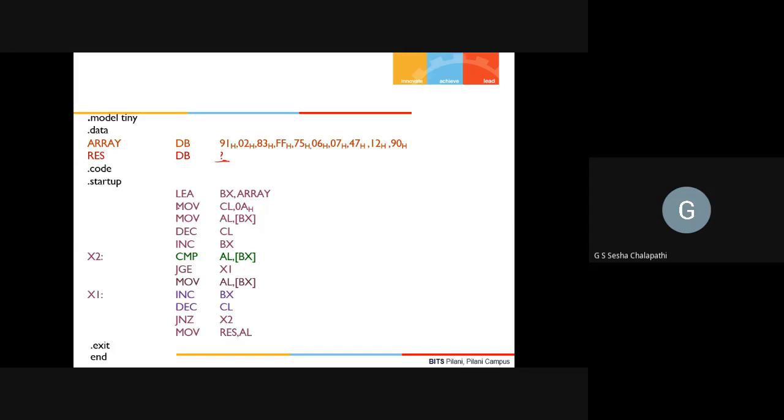Now I will load the effective address of the array into BX, and load the count into CL. I first load the first byte into AL, decrement CL and increment BX. Basically the first byte is in AL. Now I will compare AL with the next byte, because BX is incremented.